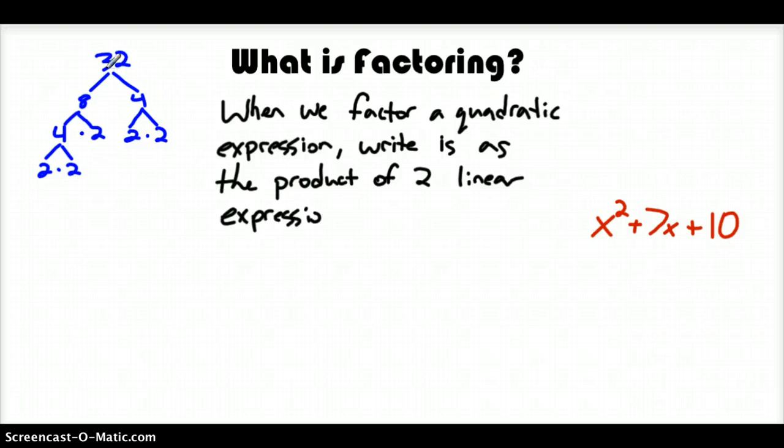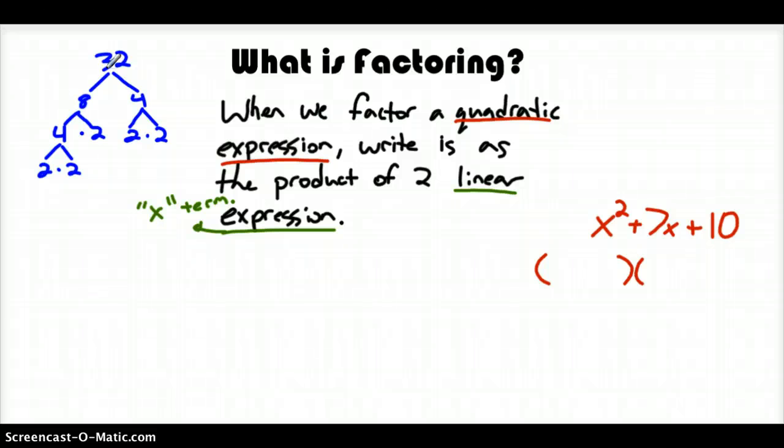Okay, so again, I'll underline quadratic expression in red here because I showed it in red over there. And 2 linear expressions are just expressions that have an x term. All this really means is that the highest degree is linear. So I can show you how we do this. Really we're trying to split this x squared plus 7x plus 10 up into 2 binomials with degree of 1.